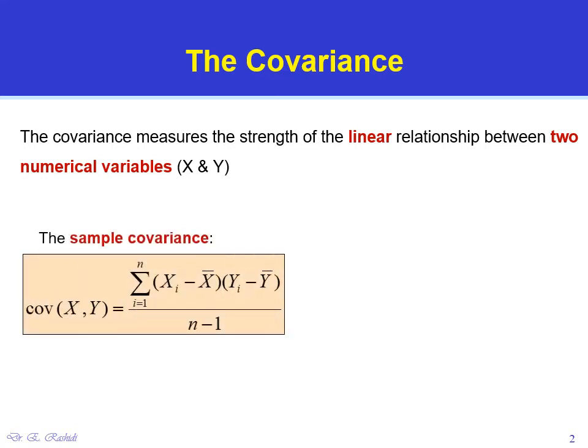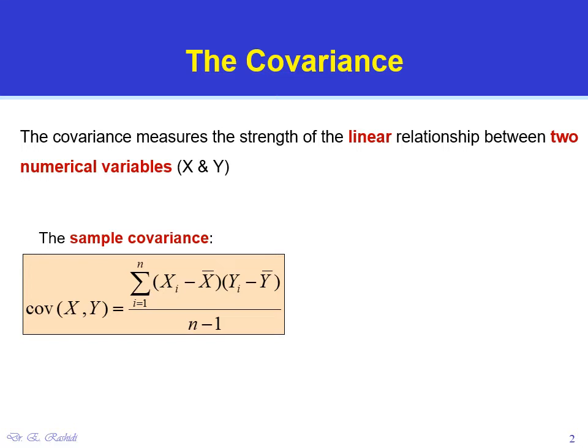For the sample, the covariance of x and y is computed using this formula. Here we have x bar, the average of the random variable x, and y bar, the average of the random variable y, and we divide by n-1, where n is the size of the sample. For the random variables x and y, we should have the same sample size. The sample size for both x and y is n.